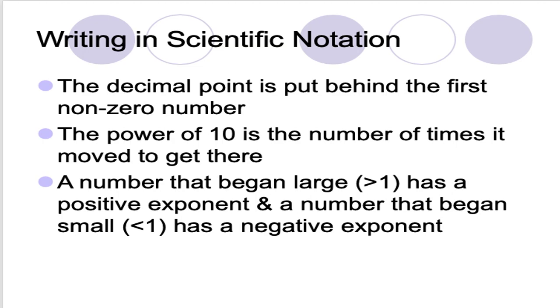A number that began large, meaning a number that's bigger than 1, always has a positive exponent. If a number started less than 1, it will have a negative exponent. That's what you definitely have to look out for.